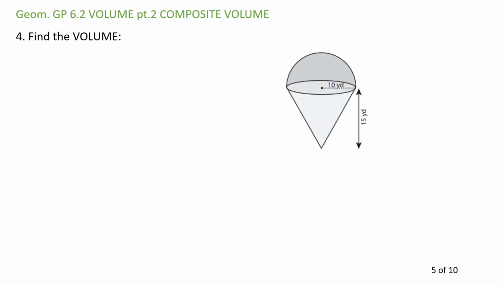How about an ice cream cone? I've got a cone on the bottom. The formula for the volume of a cone is 1/3 base times height, which of course the base is the area of a circle. That's pi r squared. And then don't forget to multiply times the height. This is 1/3 base times height. The base, of course, being the area of a circle. So I'm going to go ahead and find that number. That's 500 pi.